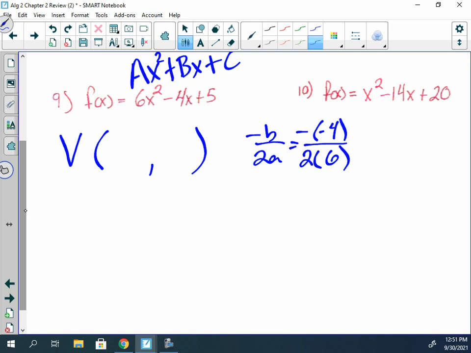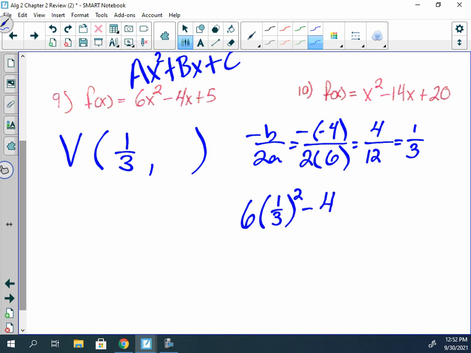Now we do need to simplify this. -(-4) is 4. 2 times 6 is 12, so this would simplify to 1/3. So -b over 2a is 1/3. You plug it after that. Yes, so then we would plug it into the function to get the y value. So we'd have 6 times 1/3 squared minus 4 times 1/3 plus 5. At this point, we could type this all into the calculator, and it would tell us that it's 13 over 3.